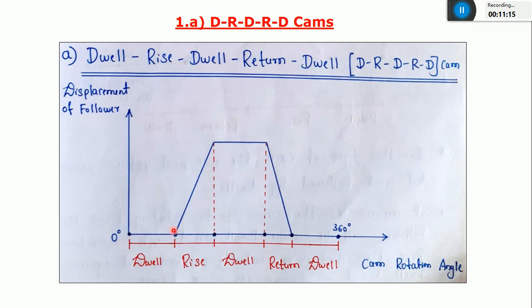After that, from 30 to 90 degrees, just take this as an example. Whenever the angle covered by the cam is from 30 to 90 degrees, in that time you can see there is a rise of the follower. It means the follower is moving in upward direction, through a distance from 0 to 40 mm. The follower is moving upward, so I can call it a rise.